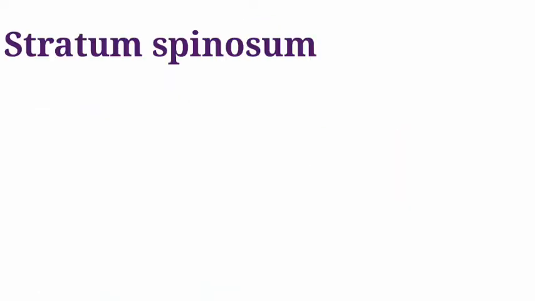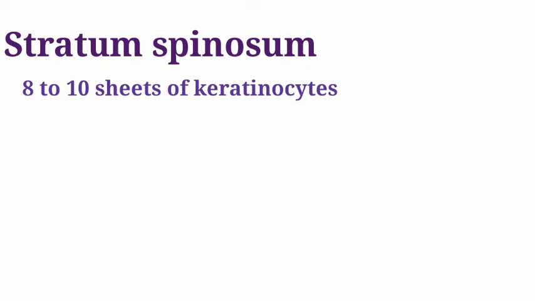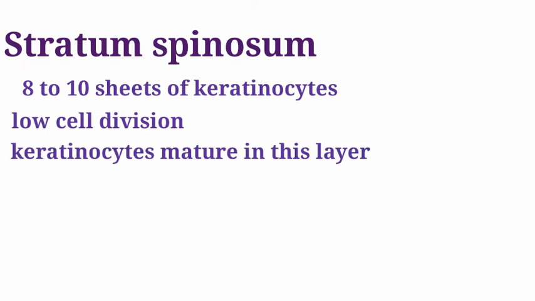Stratum spinosum. As stratum basale divides, it forms a new layer on the top called stratum spinosum. It is made up of 8 to 10 sheets of keratinocytes. It has a potential for low cell division. The precursor keratinocytes mature in this layer, as keratinocytes produce keratin and desmosomes link the cells.